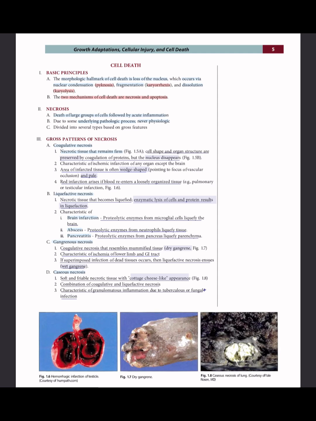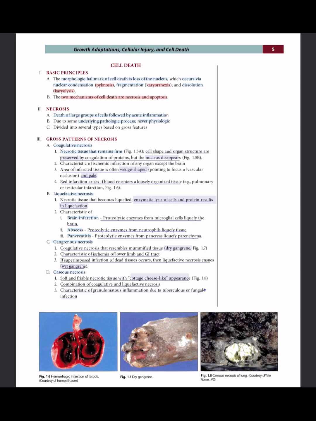Gross patterns of necrosis. Coagulative necrosis. Necrotic tissue that remains firm. Cell shape and organ structure are preserved by coagulation of proteins, but the nucleus disappears. Characteristic of ischemic infarction of any organ except the brain. The area of infarcted tissue is often wedge-shaped, pointing to the focus of vascular occlusion, and pale.